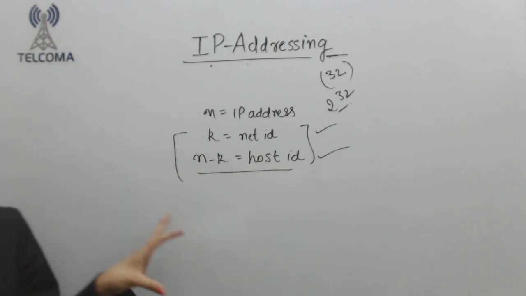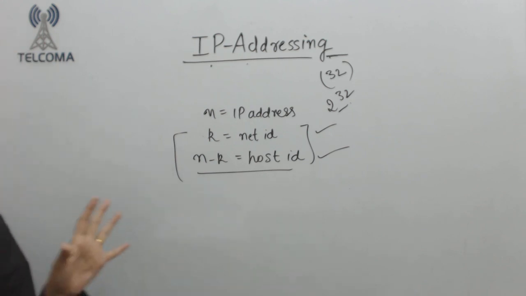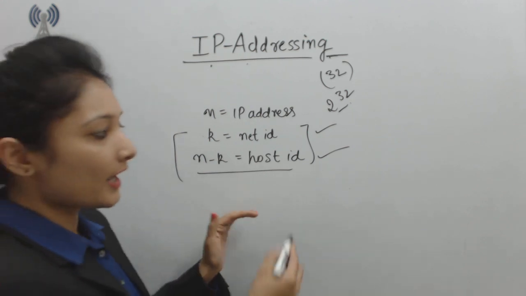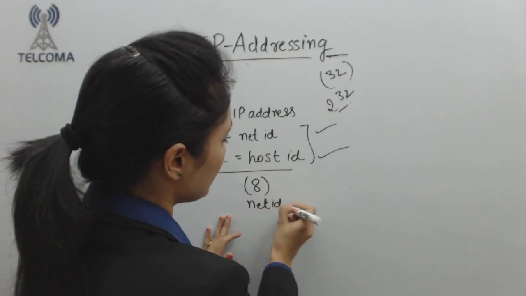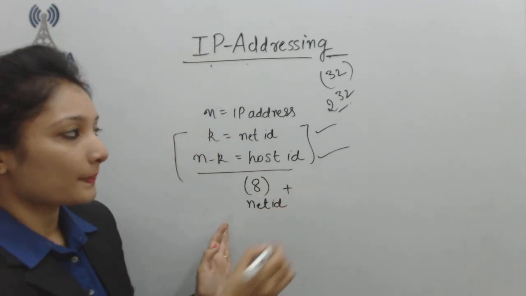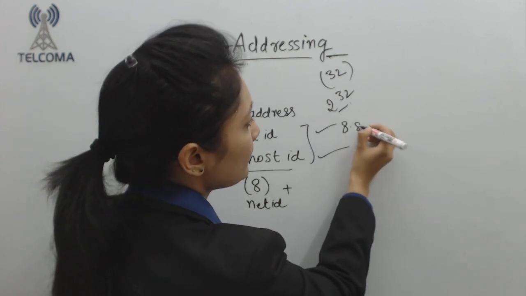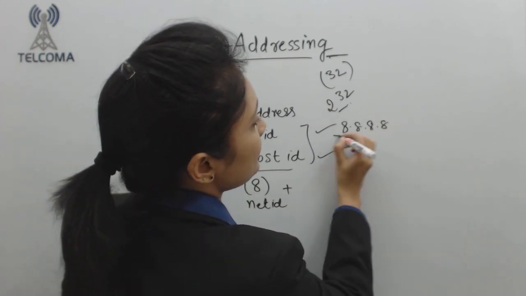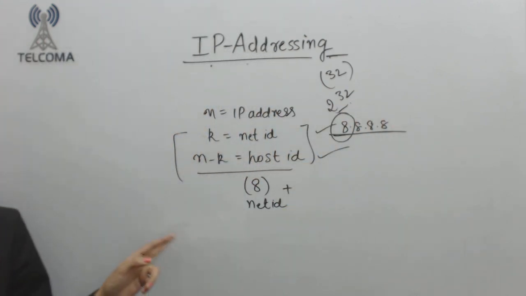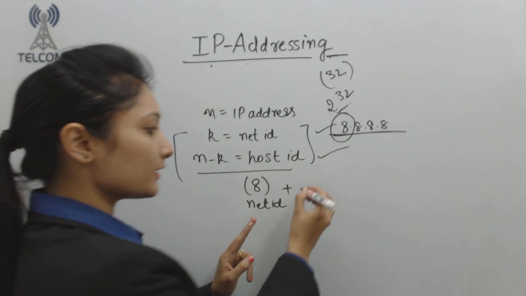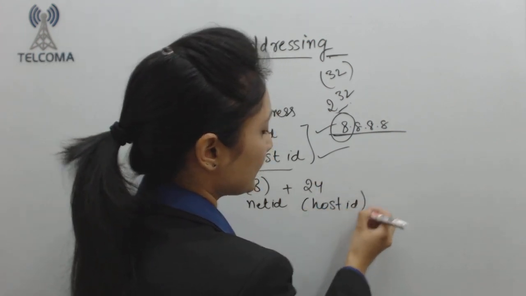Now initially we just had the static addressing scheme. In the static addressing scheme, we had 8 bits for the net ID, out of the 32 bits. This is basically an octet. So this 8 was used initially for your network ID, and the remaining 24 were used for your host IDs.